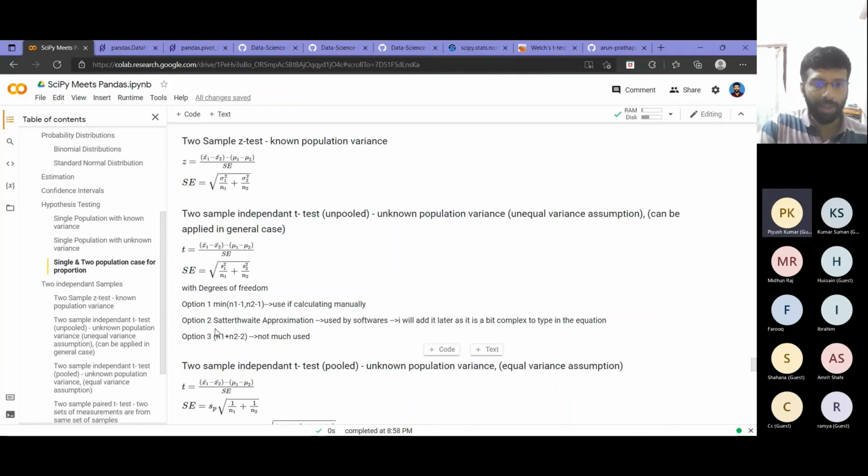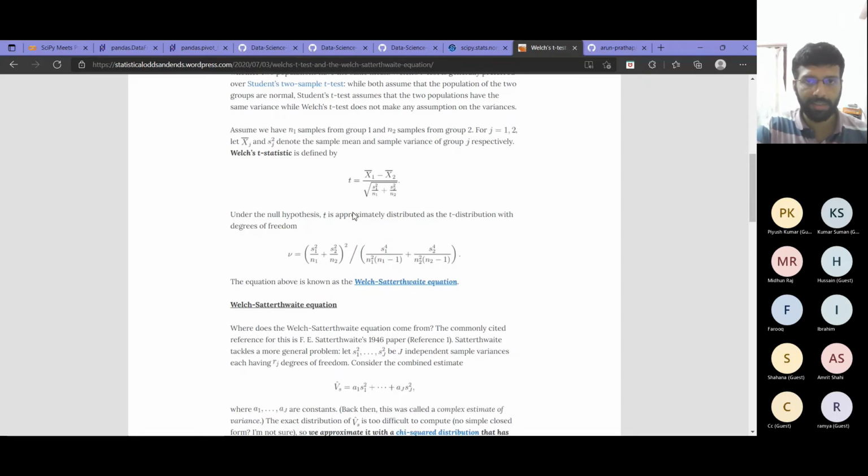Now what is used by software is what is called the Satterthwaite approximation. So this is used by software. I have not added the equation here now. I will add it later when I put this on GitHub. So this equation is like this.